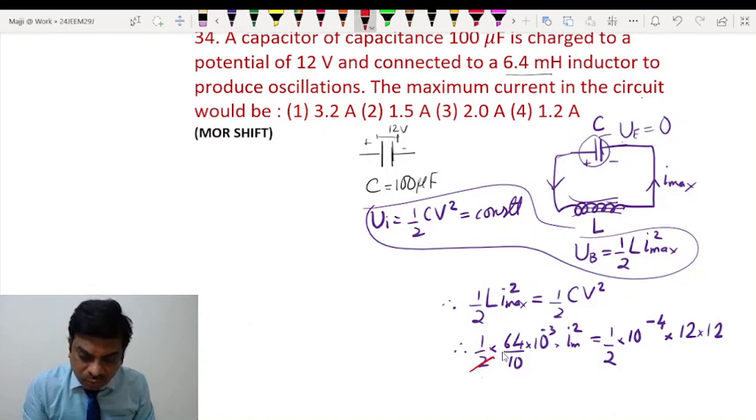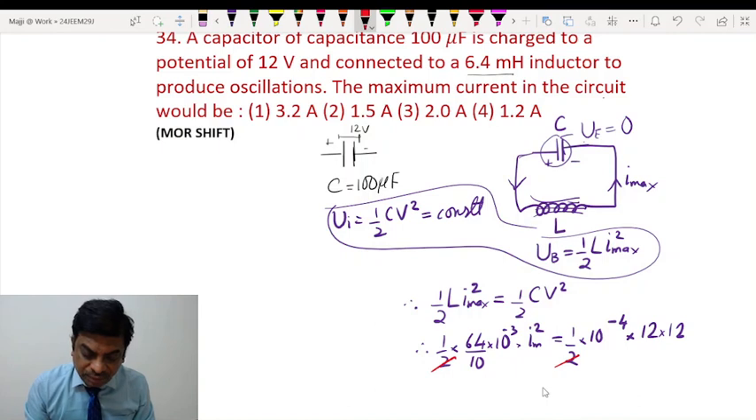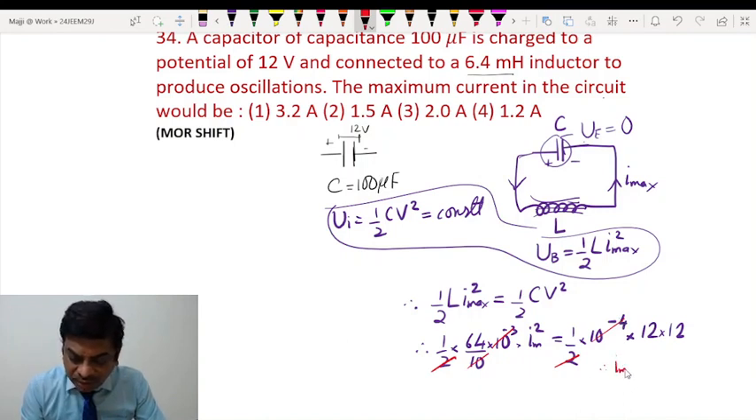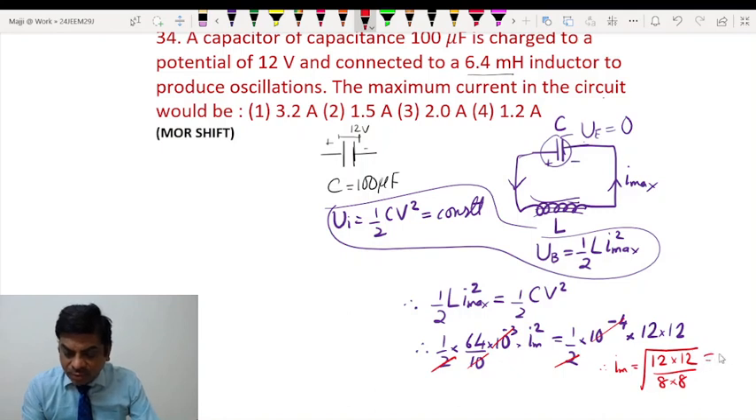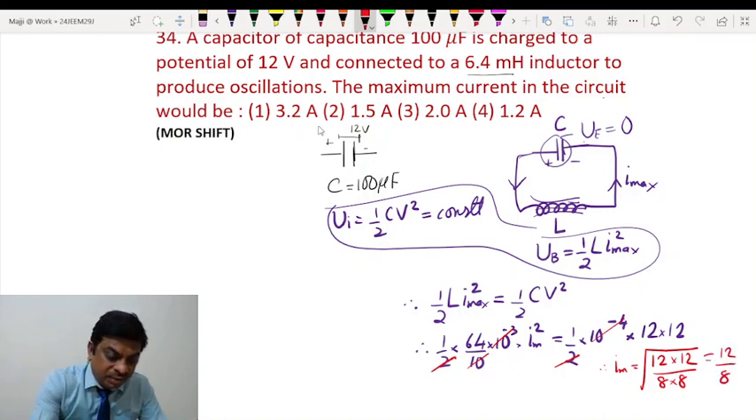So here we go. 2 gets cancelled here, students. Then as you can see, 10 power minus 4 also gets cancelled exactly. So therefore we are left with I max is equal to 12 into 12 upon 64, which can be written as 8 into 8 whole square root. So this is exactly 12 by 8, which is equal to 1.5 ampere.